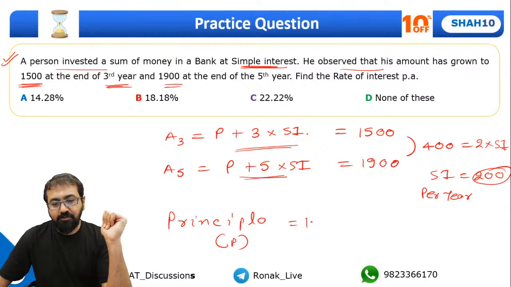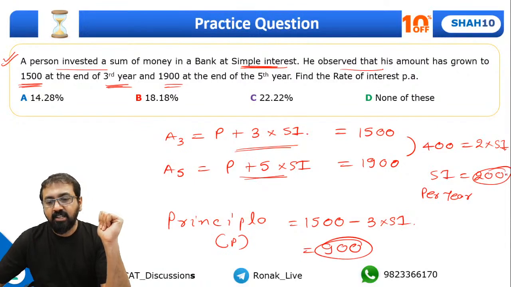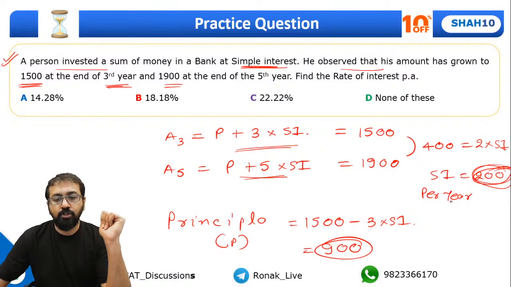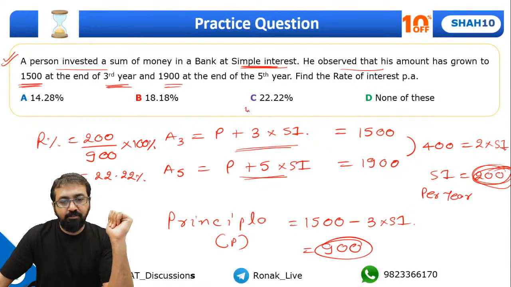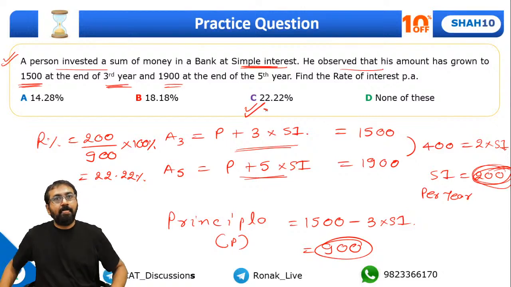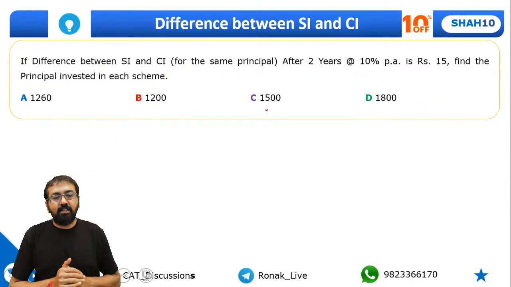Can I say 1500 minus 3 years simple interest? So that is 900. So my principal was 900 and per year I am getting interest of 200. So what is the rate of interest? Can I say 200 divided by 900 into 100%? So this will come out to be 22.22%. Everyone? Yes? So this is how you do the calculation in simple interest. Are you clear up till now? Okay, fine. Let's look at next question.